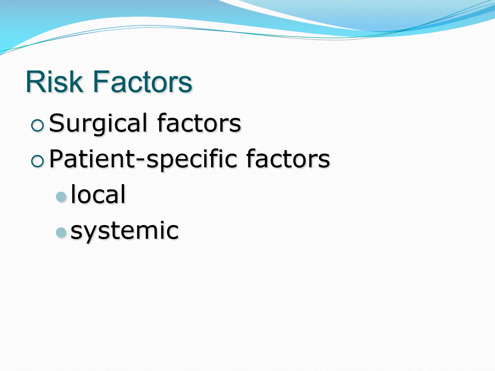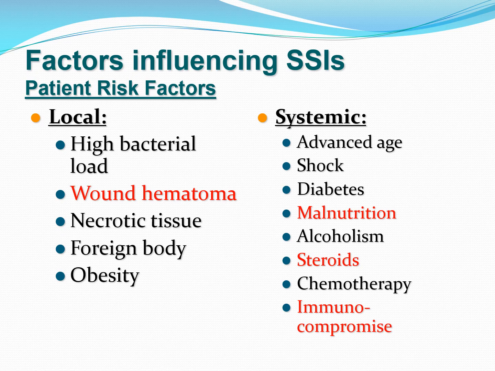Risk factors for the development of an infection are surgical factors or patient-specific factors, which may be local or systemic conditions. The factors influencing surgical site infections are mainly patient risk factors, local factors or systemic factors. The local factors include wound hematoma, high bacterial load, foreign body, and obesity, all of which lead to the development of surgical site infections. The systemic causes include advanced age, shock, diabetes, malnutrition, alcoholism, steroids, chemotherapy, and immunocompromised patients.